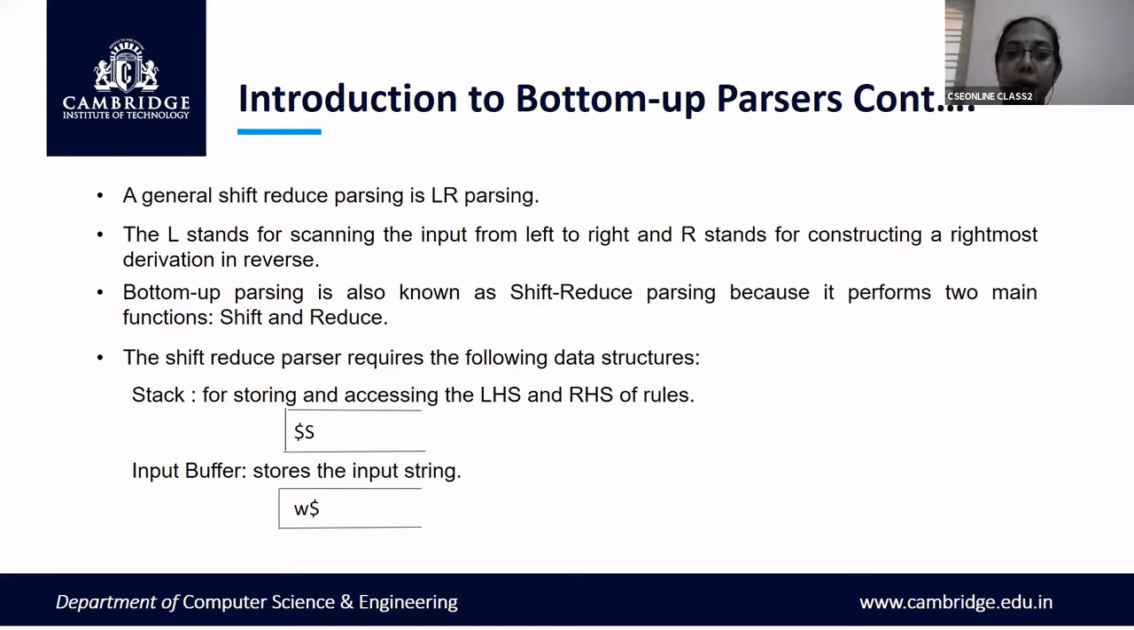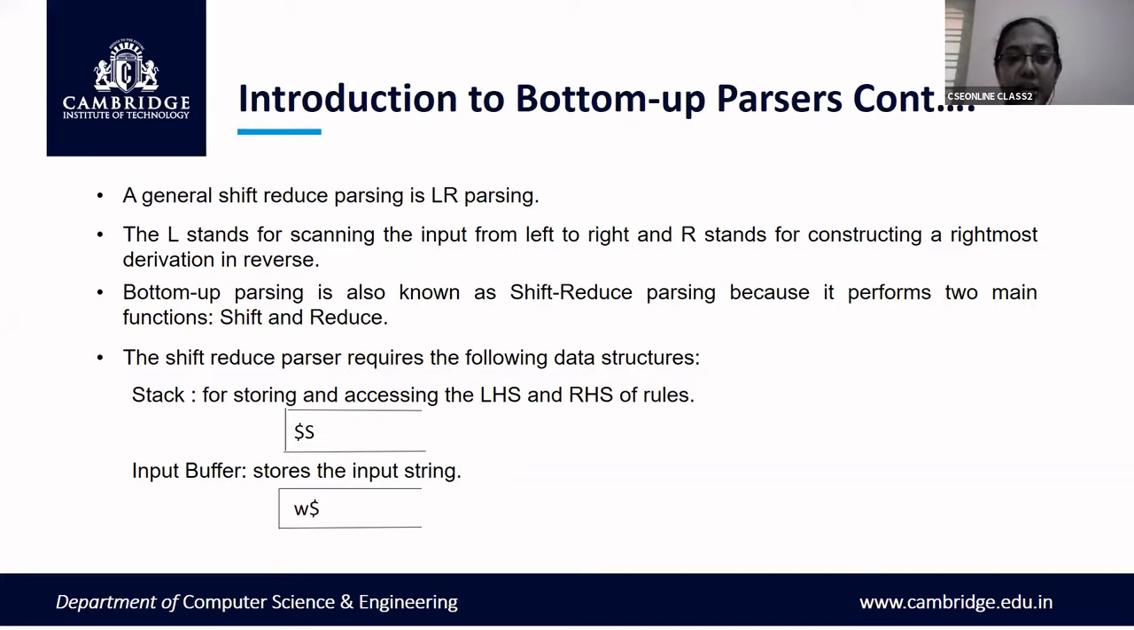The third point here says that bottom-up parsing is also known as shift-reduce parsing because it performs only 2 operations: the shift operation and the reduce operation. Now we'll see what different data structures are used in a shift-reduce parser. You have already seen in the LL(1) parser that you need a buffer and a stack. The same data structures are also used in a bottom-up parser or a shift-reduce parser.